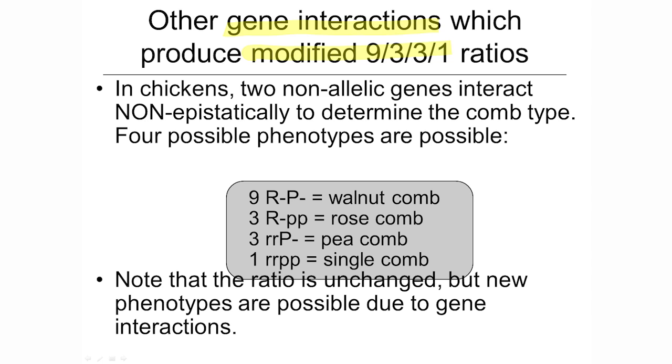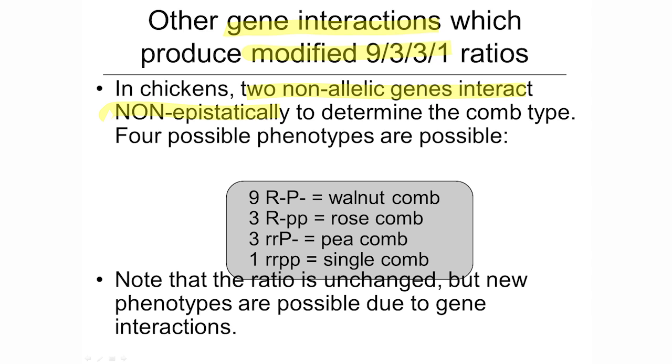But instead of having this, it's affecting one trait, but in a way that's different. I'm sorry, I know that wasn't the best, but you'll see what I mean in a minute. So for example, in chickens, two non-allelic genes interact, just like before, but now in a non-epistatic way, meaning one isn't really stopping the other. They're combining in a way that we don't have to understand biochemically to both contribute, not in an antagonistic way, but in a cooperative way, if you will, to determine the comb type. The comb is that thing in chickens that sort of hangs down from their chin, I guess.